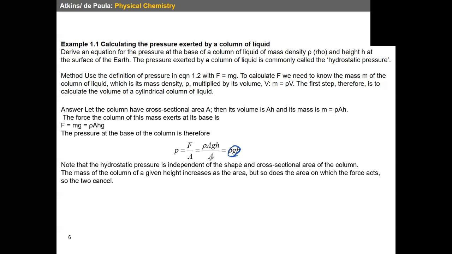I should say that you have to understand why this kind of equation is derived from this system, and how this hydrostatic pressure depends on the variables of this equation. Yeah, this is one of the basic examples of physical chemistry.